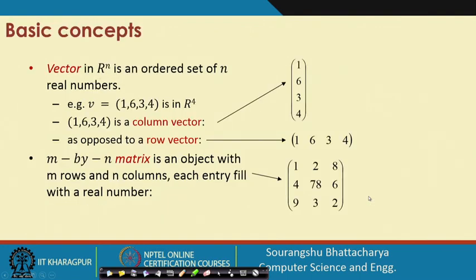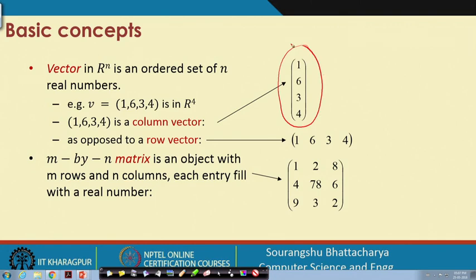A vector in Rn is an ordered set of n real numbers. So, for example, this is a vector in R4 and this is a column vector. This is a row vector again in R to the power 4. An m by n matrix is an object with m rows and n columns. So, this particular matrix is a 3 by 3 matrix.